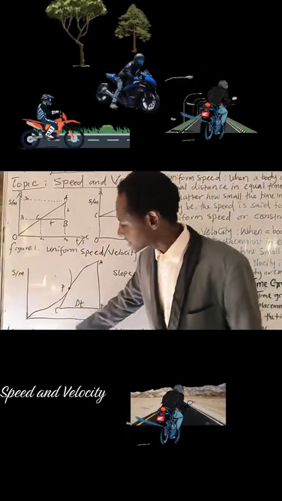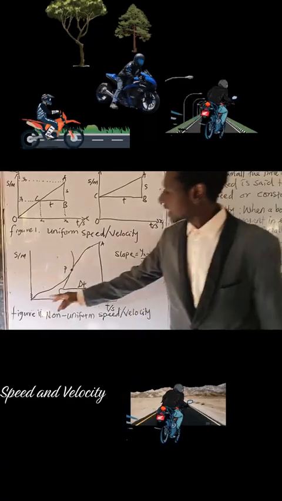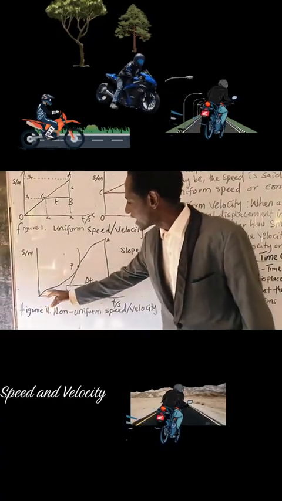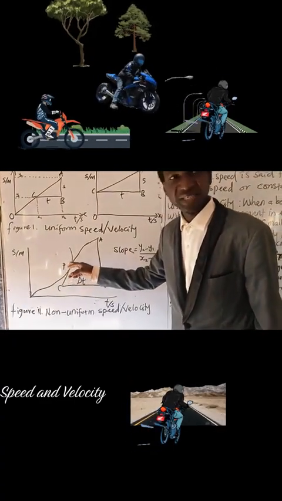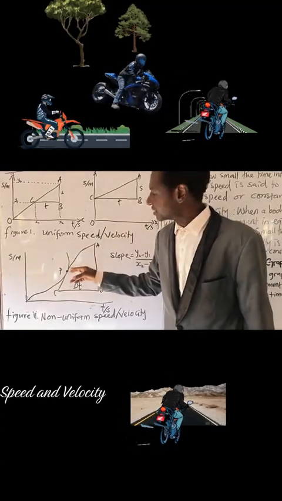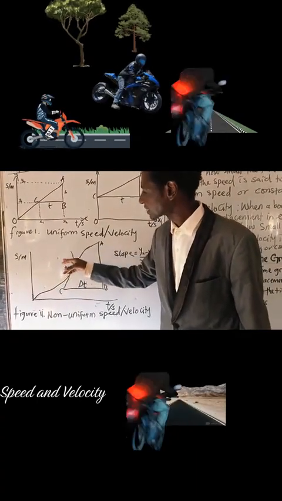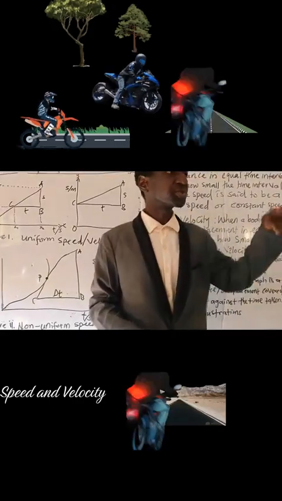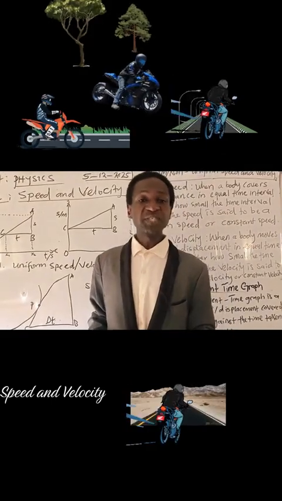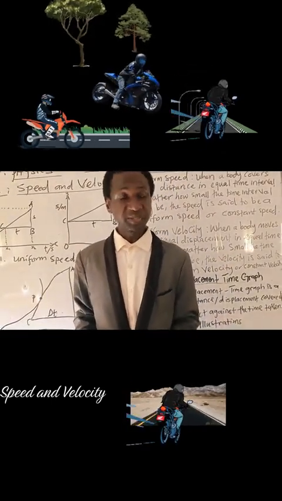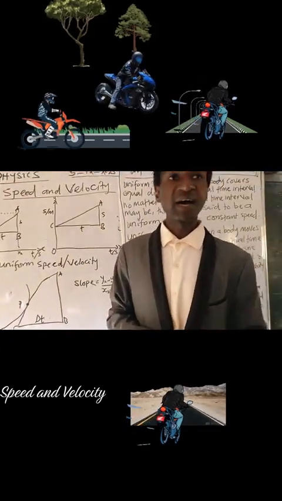While the second graph, which is figure 2, is non-uniform speed or velocity. As you can see, the motion of the body is not in a straight line. This body has some curves. That means the motion is not in a straight line, and therefore the motion is non-uniform speed or non-uniform velocity. So that is the difference between uniform speed and uniform velocity.